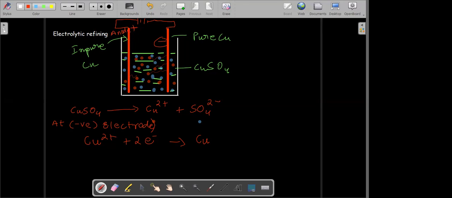The impurities which are there do not move into the solution and get deposited at the bottom. When they get deposited here at the bottom, they are called the anode mud. As they are deposited below the anode, they are called anode mud. Understood this? Understood the process?